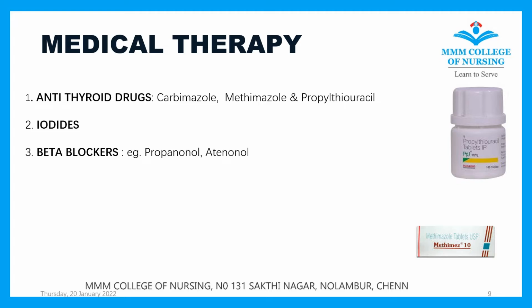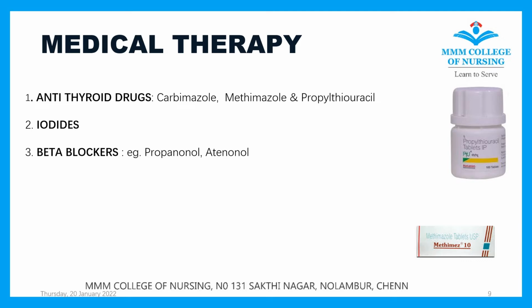And the second drug of choice is iodides. Iodide is the fastest acting thyroid inhibitor. It reduces iodide transport, oxidation, and organification, and blocks the release of T3 and T4 hormones from the thyroid gland.